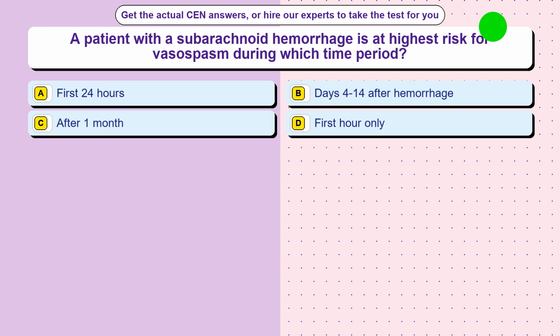Question 71. A patient with a subarachnoid hemorrhage is at highest risk for vasospasm during which time period? Option A, first 24 hours. Option B, days 4 to 14 after hemorrhage. Option C, after 1 month. Option D, first hour only.